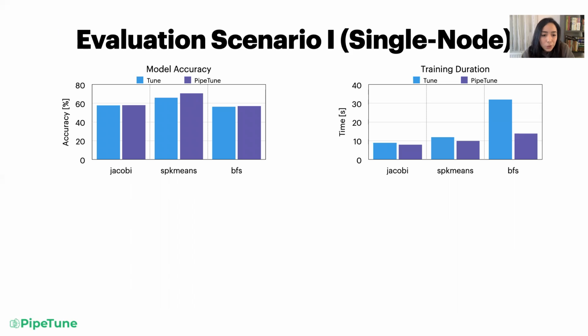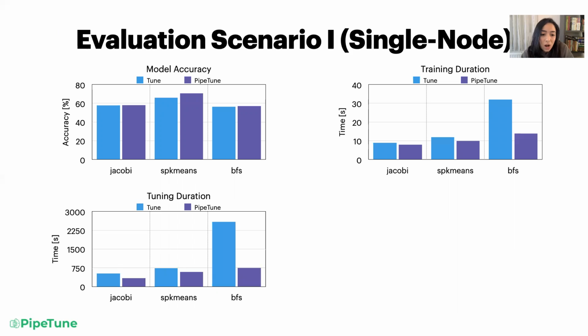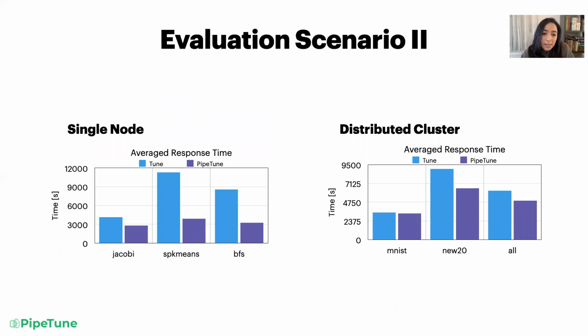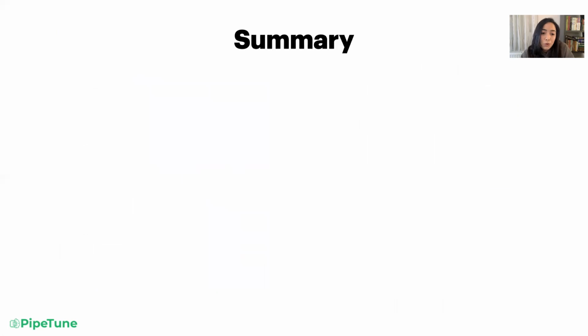For tuning duration, we observe that PipeTune performs considerably better than the baseline, and also that these gains are reflected on the training duration, as you can see on this plot here. Finally, the energy consumption is also improved as a reflection of the overall performance gains. Regarding scenario 2, in general lines, we could observe an overall gain on the average time when compared against the baseline in both environments.